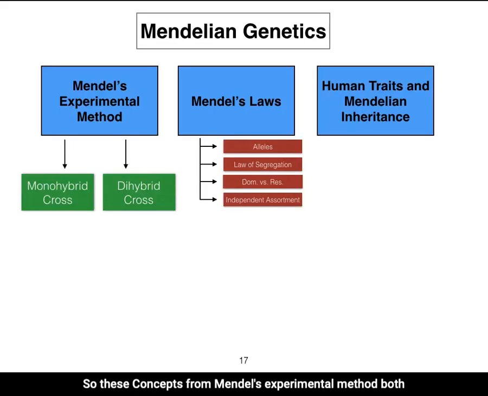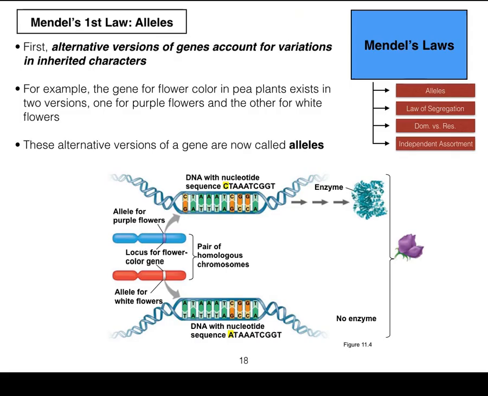So these concepts from Mendel's experimental method, both his monohybrid and dihybrid crosses, gave the experimental evidence necessary to detail Mendel's laws of inheritance. Mendel's first law states that alternative versions of genes account for variation in inherited characters. For example, the gene for flower color exists in 2 versions, one for the purple flower and one for the white flower. When there are alternative versions of a gene, these are known as alleles.